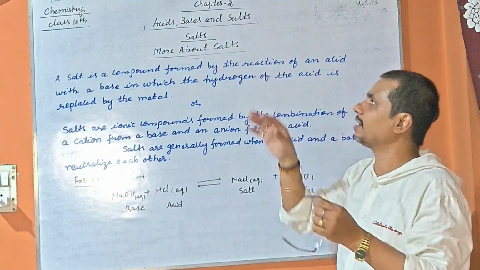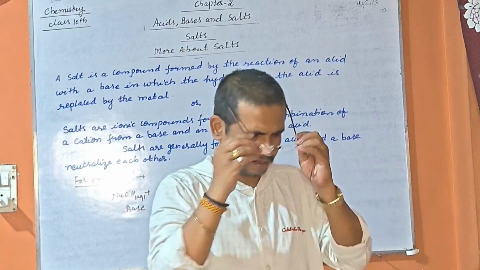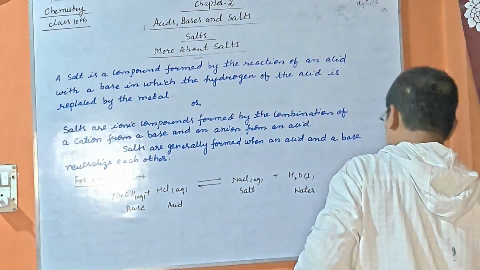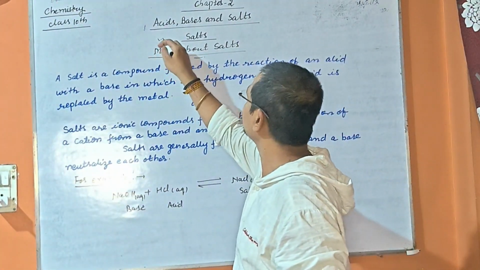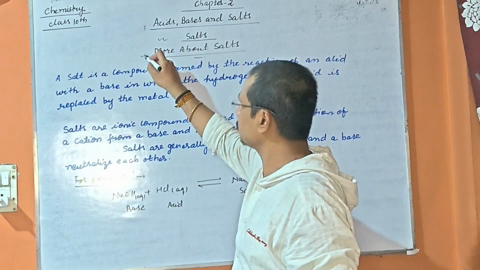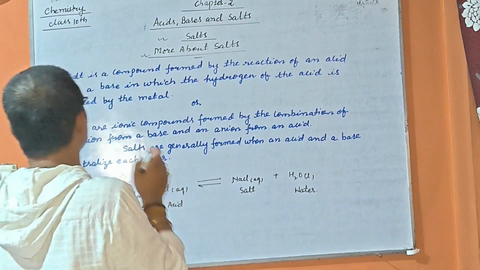We are discussing chapter number 2, acids, bases and salts, chemistry class 10. Let us start the topic of salts. We are starting with salts today. First of all, we are going to discuss the definition of salt.